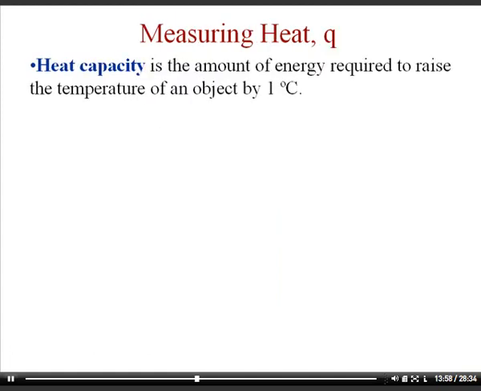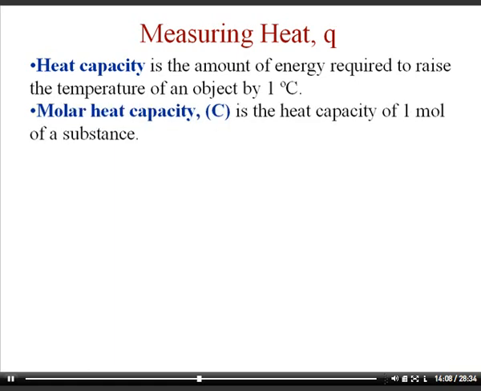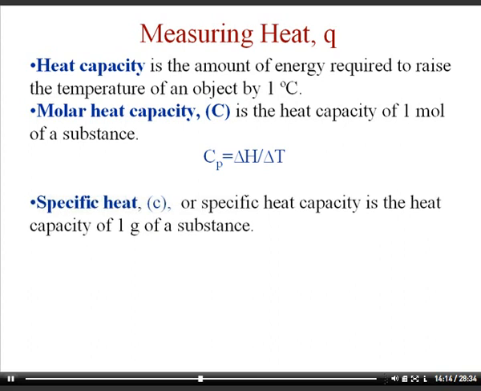Now on the next page we have some more definitions. We're going to measure heat of a reaction, and this time we're going to use the letter Q. So we're kind of going back and forth from the letter H to the letter Q. I hope that doesn't confuse the heck out of you. We have the definition of heat capacity, molar heat capacity, and specific heat. So I'll have all three on the screen and I can talk to you about them.